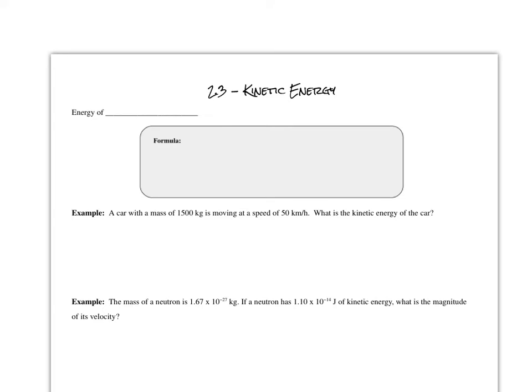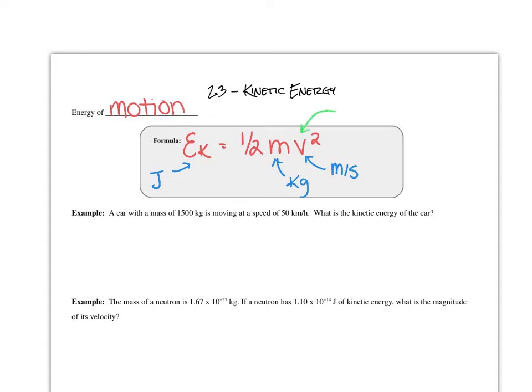Kinetic energy is energy of motion. The formula for kinetic energy is EK is equal to 1/2 times m times v squared, where, of course, energy is measured in joules, mass is measured in kilograms, and velocity is measured in meters per second. I should say, rather than velocity, this is speed, because there is no vector above it.